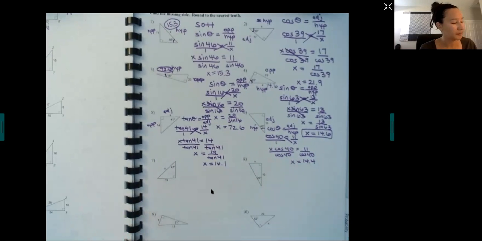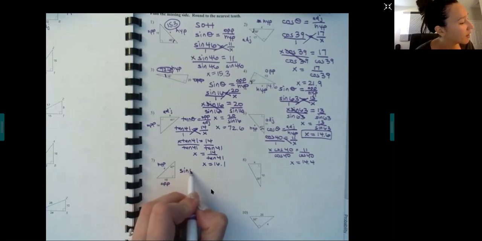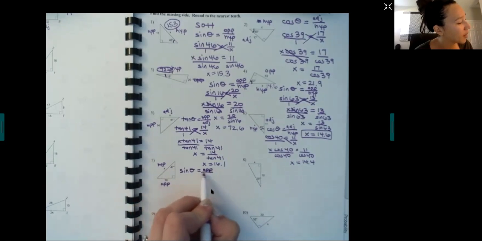Okay, Jade, number 7. I did x for the hypotenuse and then the 19 opposite. Good. So yep, we're going to be using sine of our angle equals the opposite over the hypotenuse. And then I got sin 47, sorry, over 1 equals 19 over x.